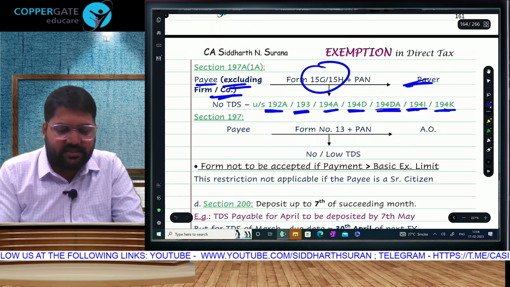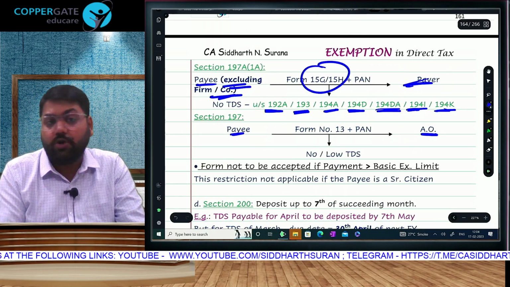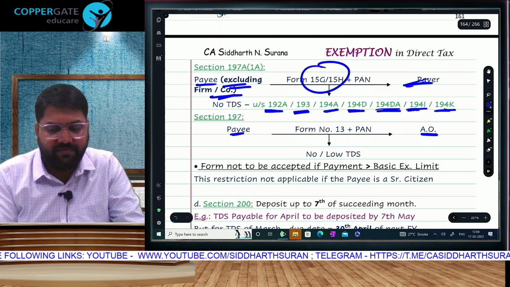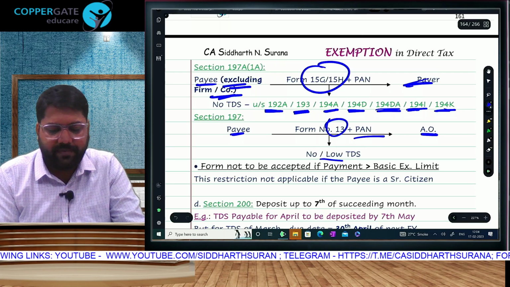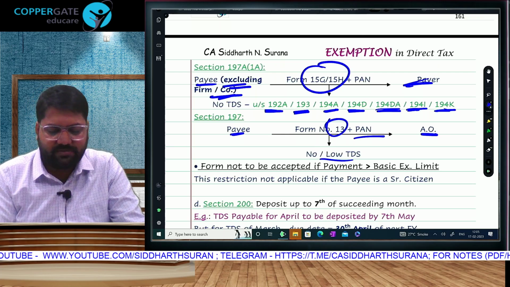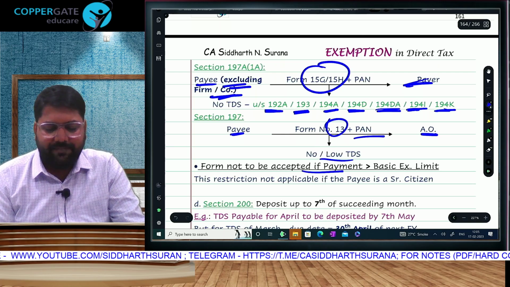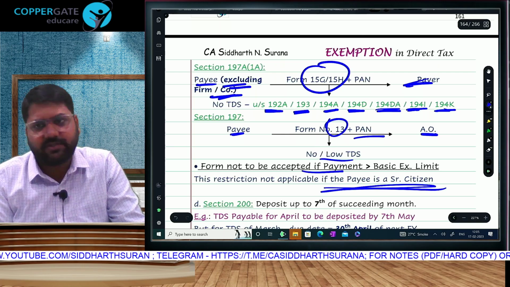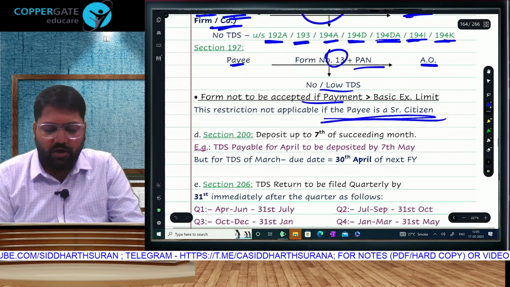And for other sections, you can directly furnish it, not to the payer, but you will have to take AO approval. Furnish Form number 13 and your PAN for low or no TDS. If the payment is more than the basic exemption limit, then your form will not be accepted. But a senior citizen's 15H will be accepted, only 15G will not be accepted.